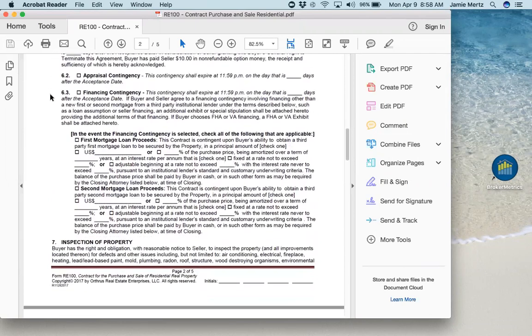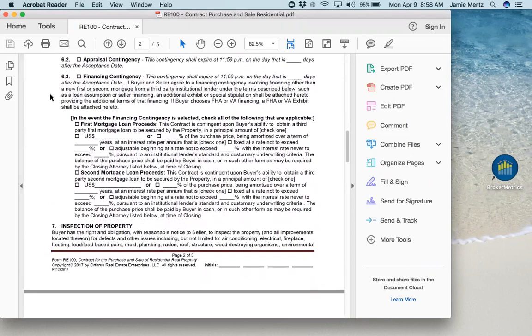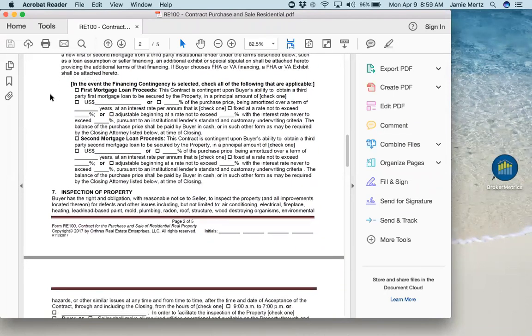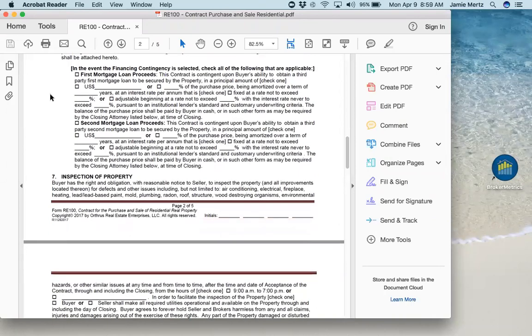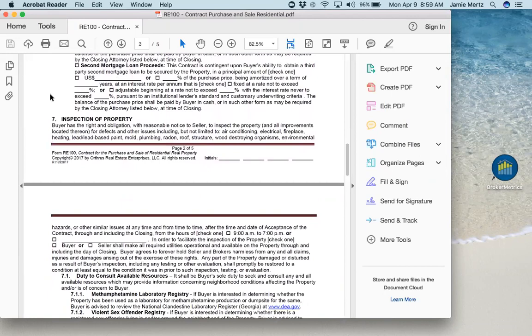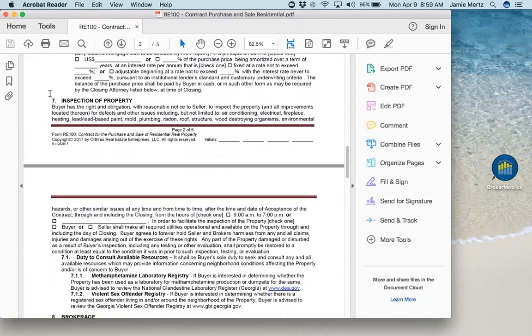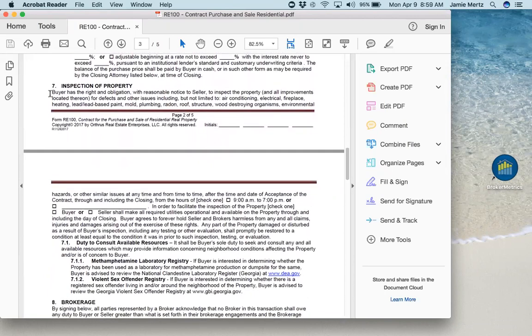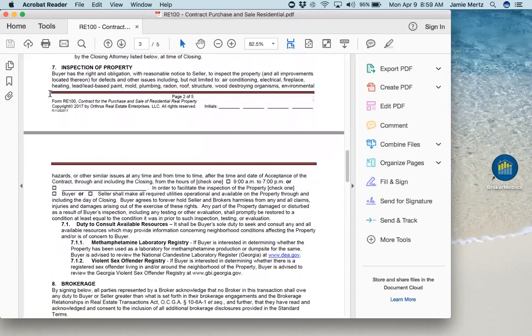Paragraph 7 talks about your inspection on the property. This says that the buyer has the right, within reasonable notice to seller, to inspect the property and all improvements located thereon for defects and other issues, including but not limited to air conditioning, electrical, fireplace, heating, lead-based paint, mold, plumbing, radon, roof structure, termites, environmental hazards, and other similar issues at any time and from time to time after the time and date of acceptance of this contract.